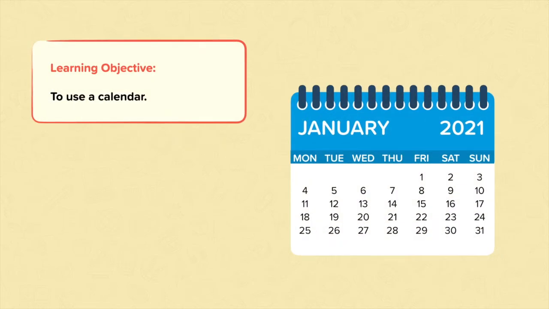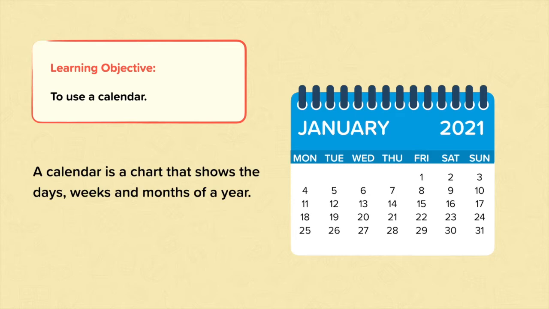Calendars. In this nugget, the learning objective is to use a calendar. A calendar is a chart that shows the days, weeks, and months of a year.